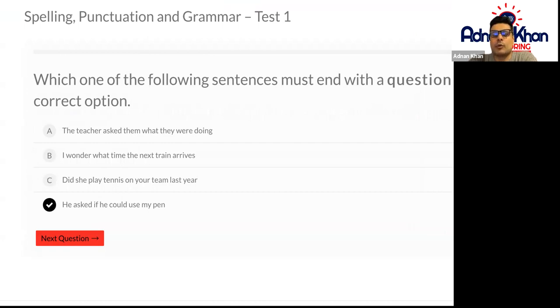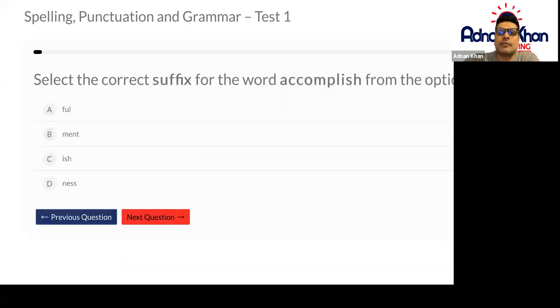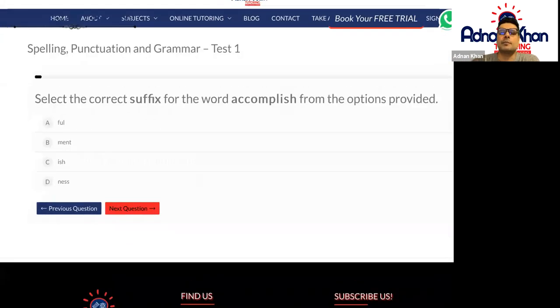So which one do you think will require a question mark after the sentence? So I would go for C here, because did she play tennis on your team last year? So it's a question. So it will require a question mark. So every question is different in this case. And we kind of go through the spelling, punctuation and grammar syllabus, just identifying certain questions for good practice.